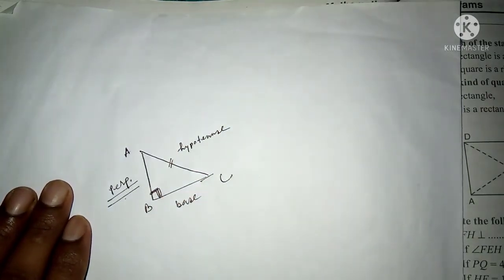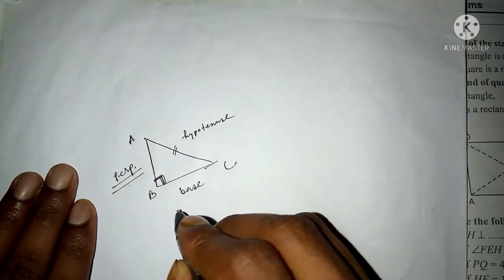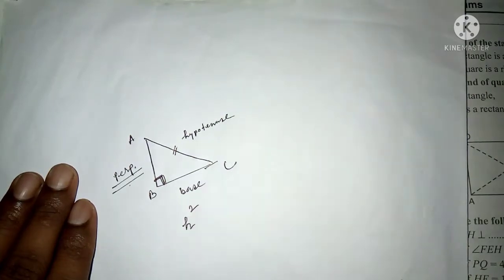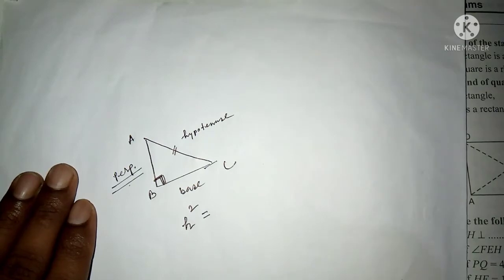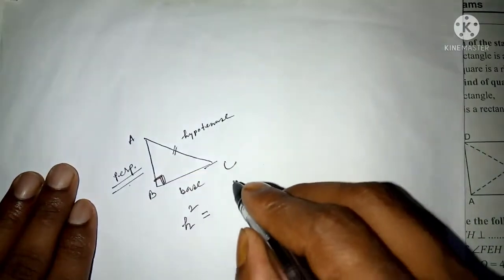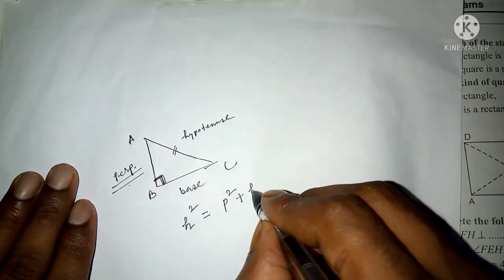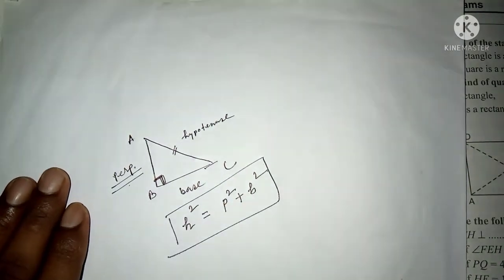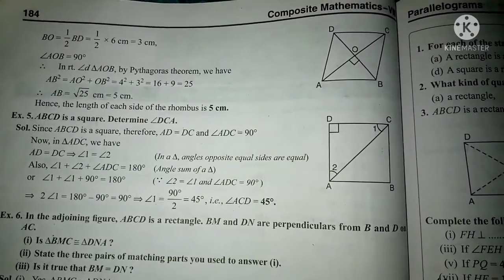Now according to the Pythagoras property, the square of the hypotenuse, for which I am writing H, is always equal to the sum of the squares of the other two sides. That means, this will be your perpendicular, so I am writing P square plus, for the base, B square. This is our Pythagoras property. So we'll apply the Pythagoras property here also.